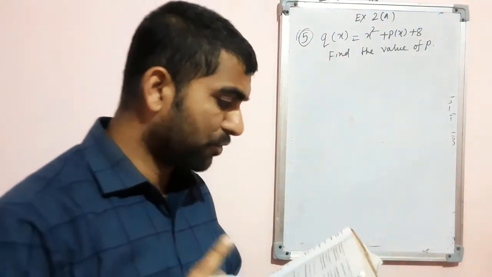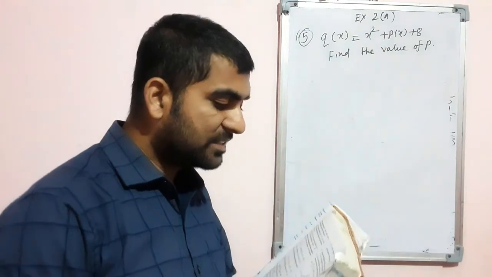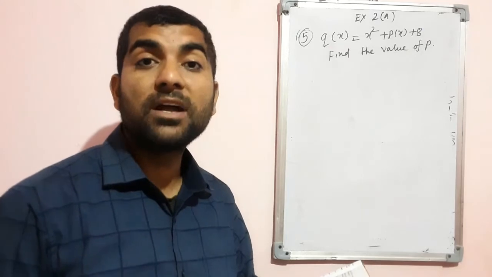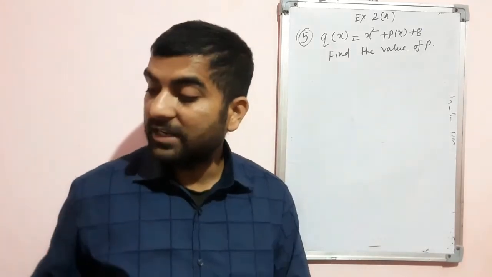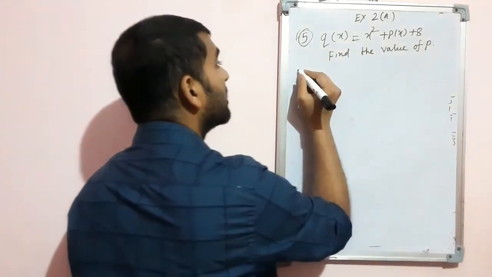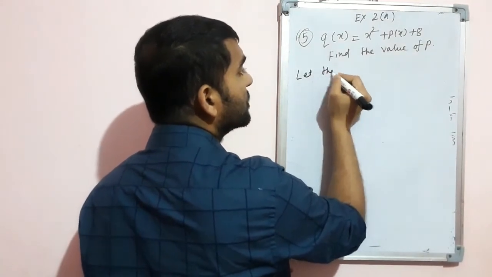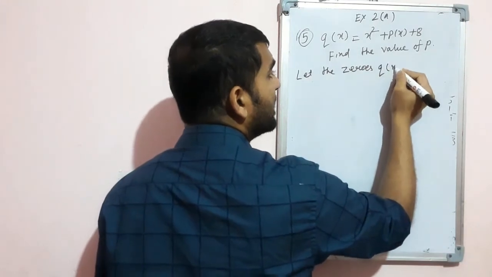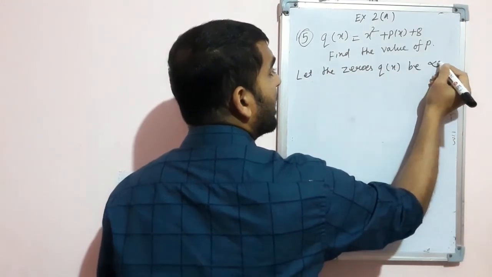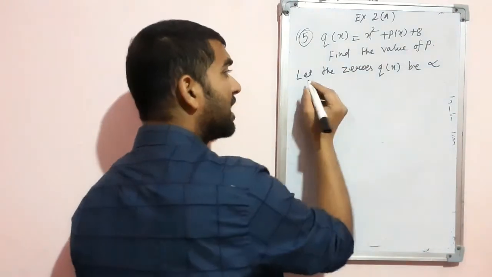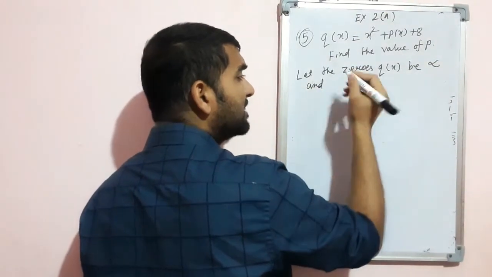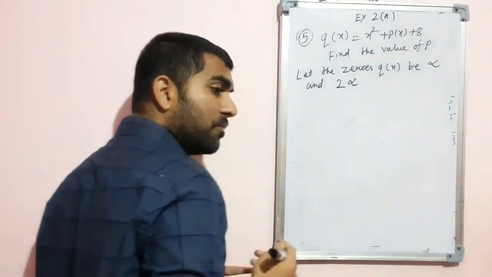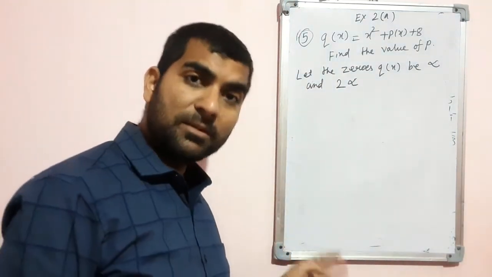If one zero of polynomial qx is double the other, so we are getting the concept. If one we take alpha, the other will be 2 alpha. Yes or no? So we will write down here: let the zeros of our polynomial qx be alpha and twice alpha. Double means to multiply with 2, like double of 5 is 10, multiplying with 2.